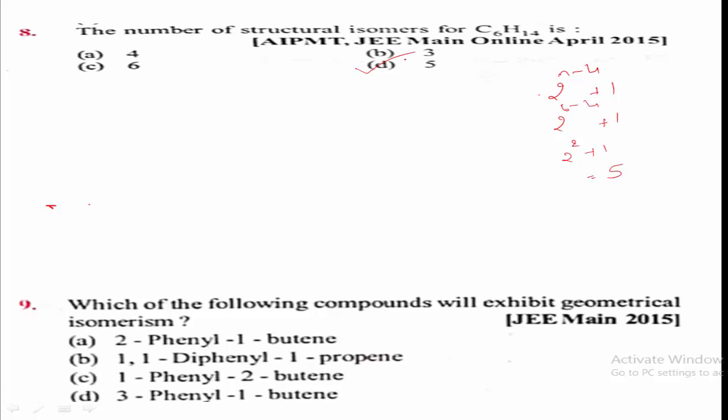But what are those 5 structures? If you write the structures, the structure like this, C6H14 means it is one of the hexane structure. Is it right? Yes. Therefore, 1, 2, 3, 4, 5, 6. This one is one structure. And if you write the structure like this, 1, 2, 3, 4, 5, 6. This one is also the isomer of the compound containing formula C6H14.